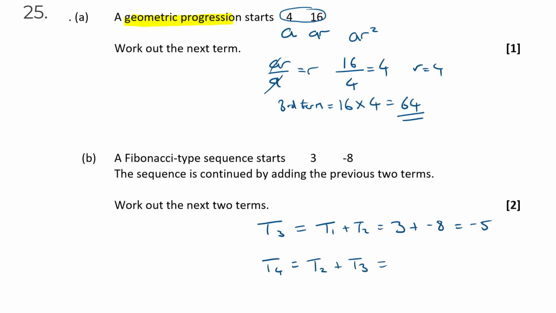And T4, the fourth term, is going to be T2 plus T3. So we're given T2, it was -8. And T3 we've just worked out to be -5. So -8 plus -5, what's that then? That's -13. Okay, so there's my third and fourth term, -5 and -13.